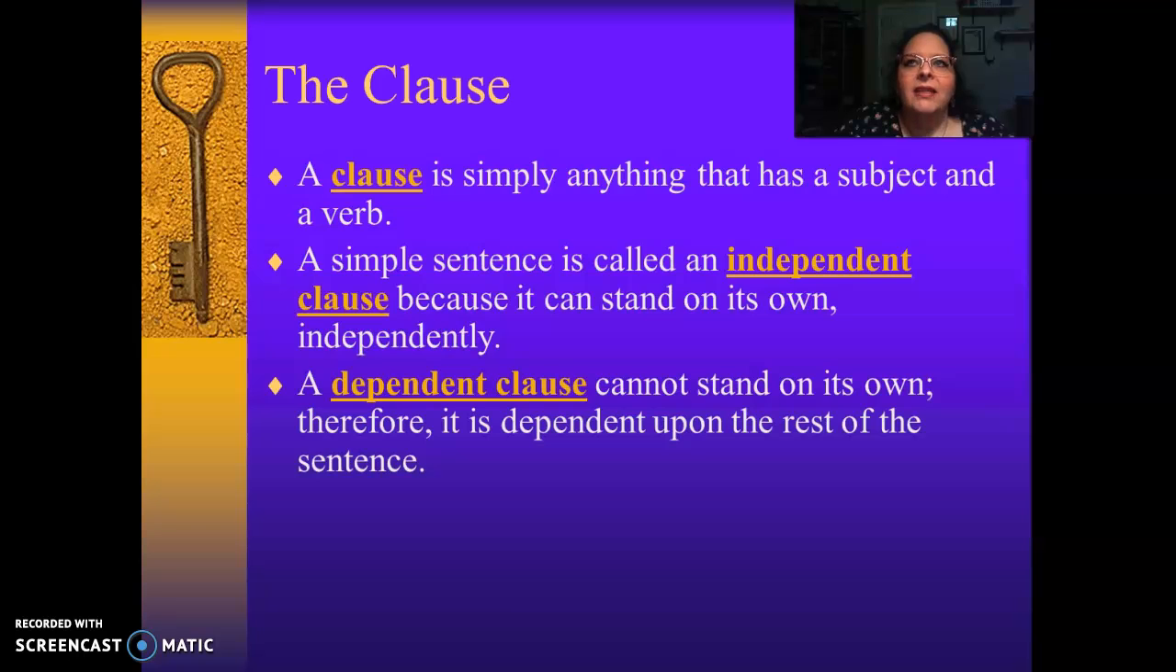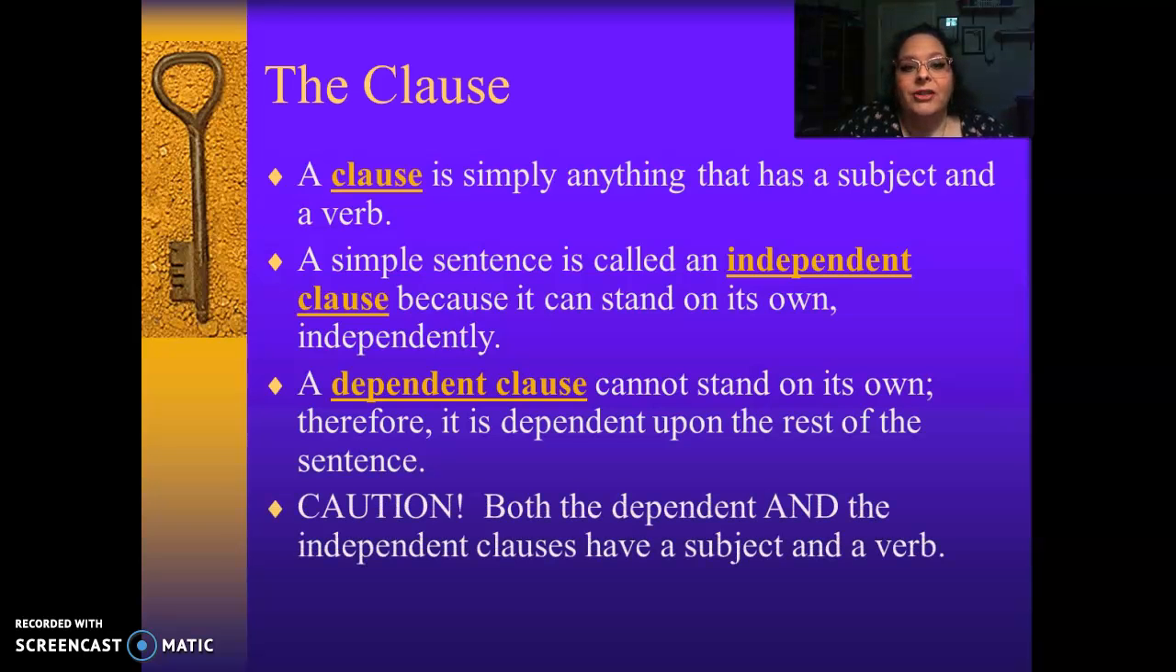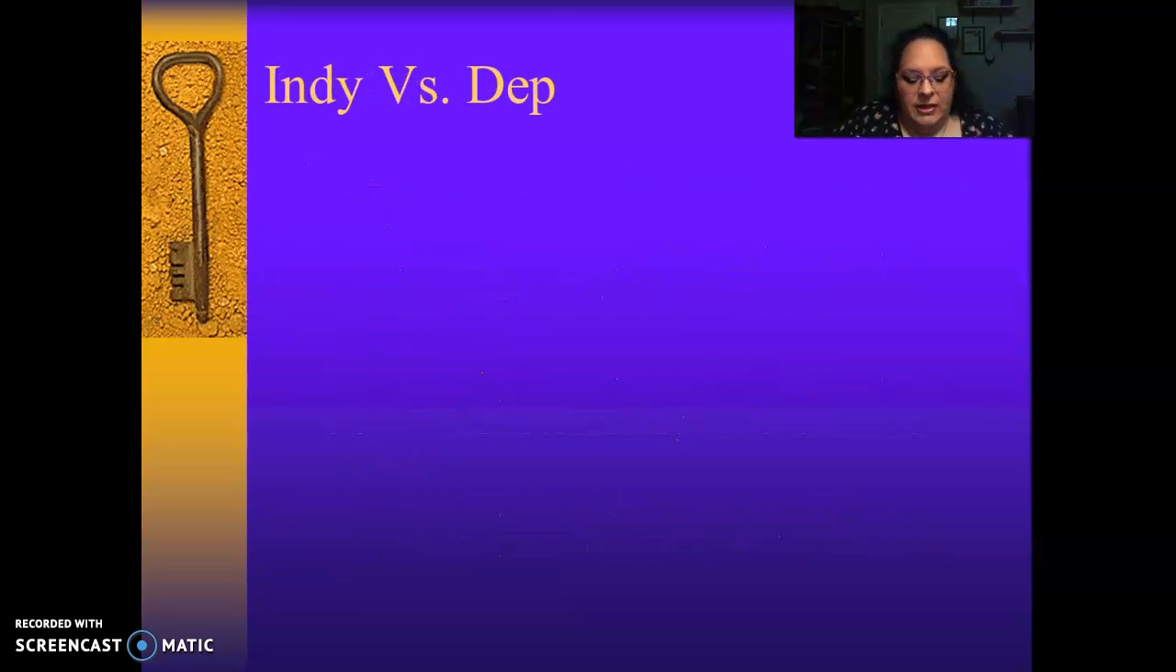Think of this as like a mother and a child. A mother is independent. She can stand by herself. She can do things by herself. But if she has that child, the child can't do things by itself. Even though it may have a subject and verb, it needs its mama. And I'm going to explain that a little bit better. And be cautious because both dependent and independent clauses will have a subject and verb. So what's the difference between them?